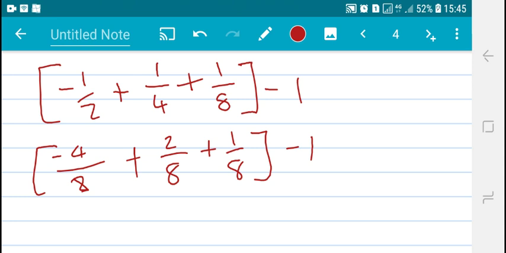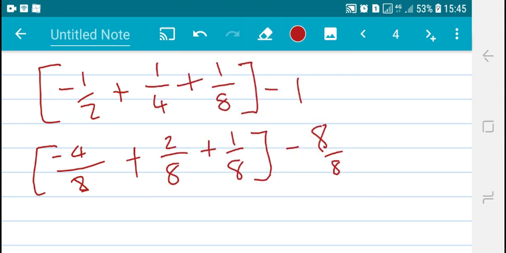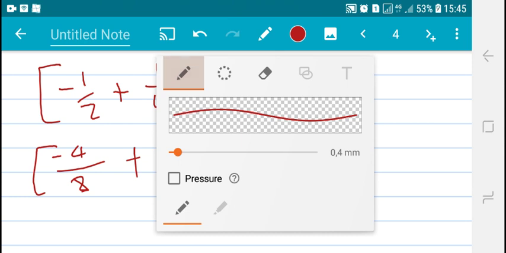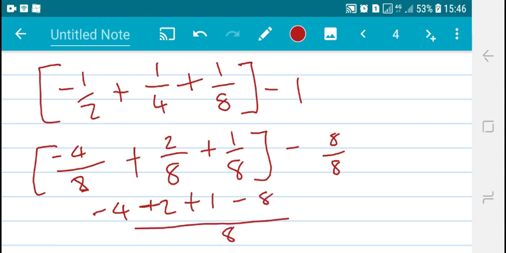Minus 1 is what? It's 8 over 8, right? It's 8 over 8, so it'll be easier to deal with. So it's minus 4 plus 2 plus 1, minus 8 over 8. And if you do this, minus 4 plus 2 is negative 2, plus 1 is negative 1, so it's minus 9 over 8. That's your final answer.